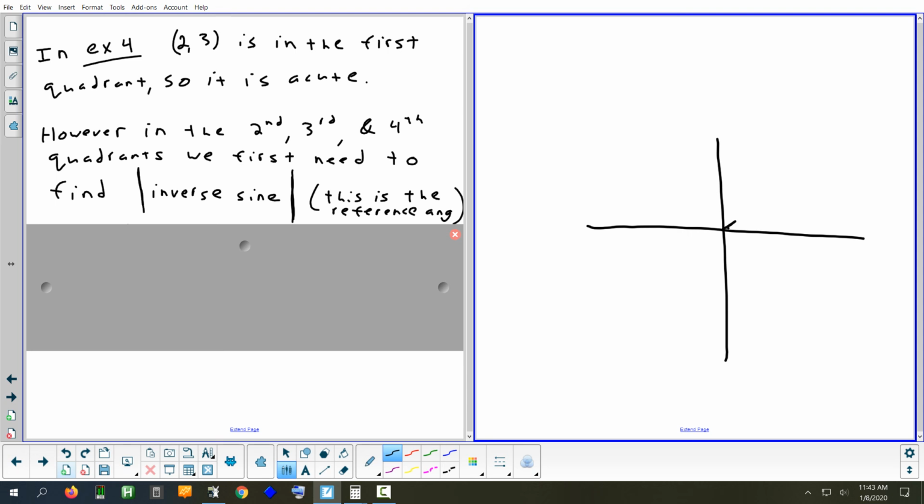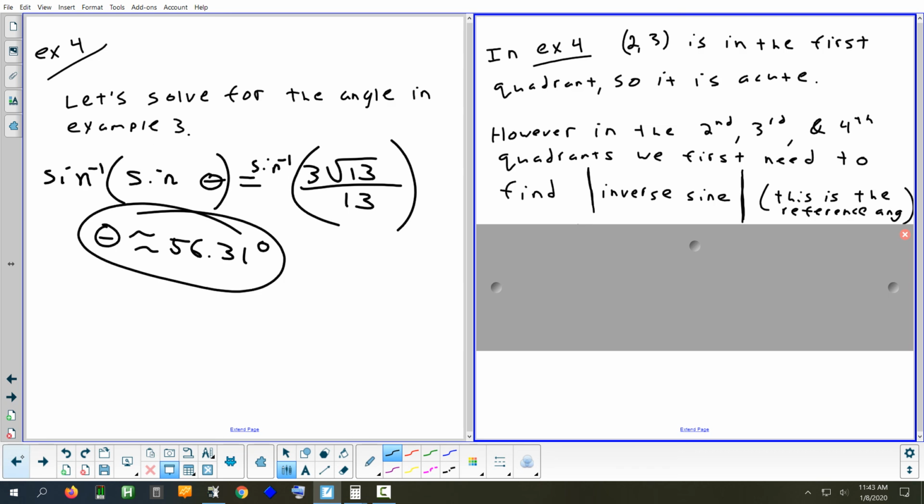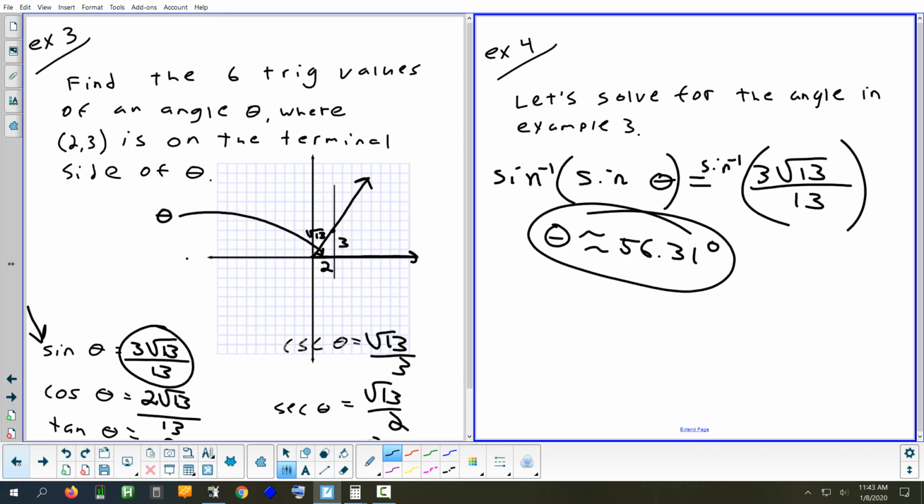Let's say you had, I'm just going to draw a triangle in every quadrant. So before, we only had a triangle in quadrant 1. I'm going to mirror image that triangle in every quadrant.